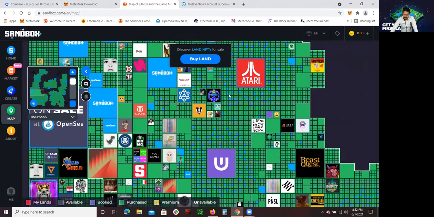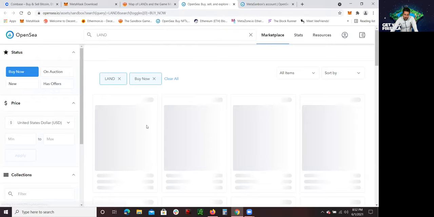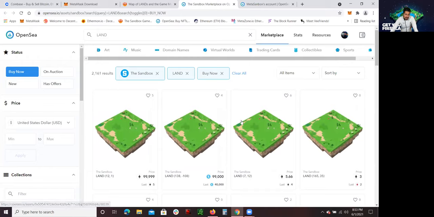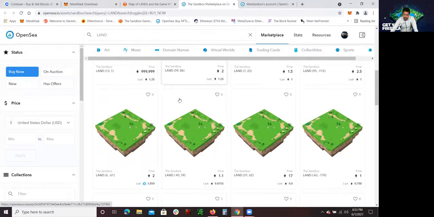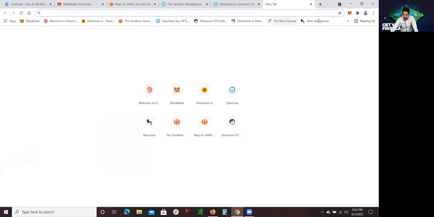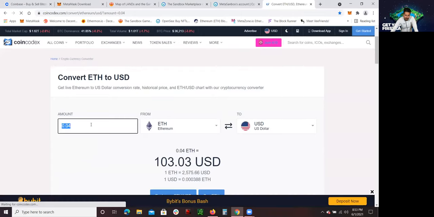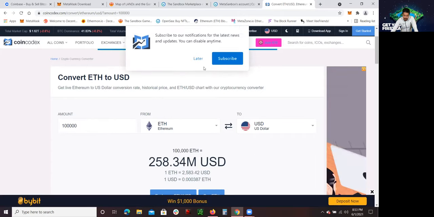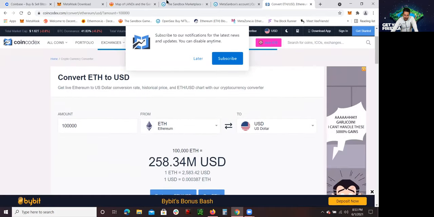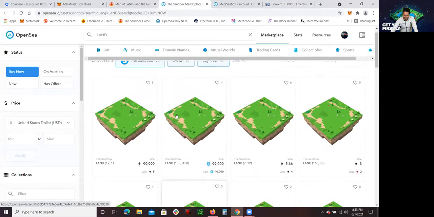But again, if you want to buy these land NFTs, you have to go to OpenSea. When you click here and buy land, it takes you straight to OpenSea. And OpenSea, like I said, is a marketplace where you could buy crypto assets. Now, some of this digital land is selling for very expensive prices, for millions of dollars. This one is selling for almost 100,000 Ethereum. I have a little converter right here to show you guys. 100,000 Ethereum is like $258 million. So this was selling for that, but again, that is a little bit ridiculous.